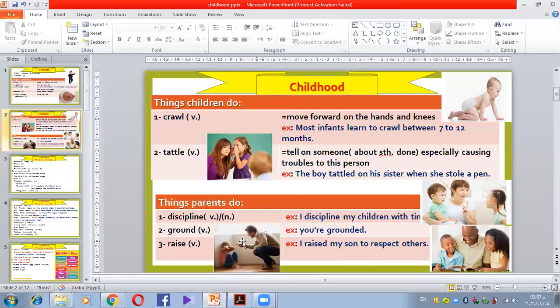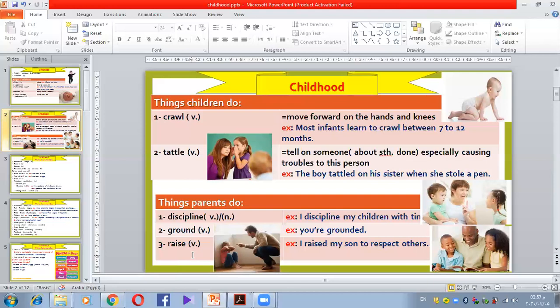Okay. Then the word raise. We have another word. What does it mean? Raise. It means to teach children and to take care of them until they become adult. So what does raise mean? To teach your children and at the same time take care of them until when? Until they are adult, they are grown up. This means you raised them.